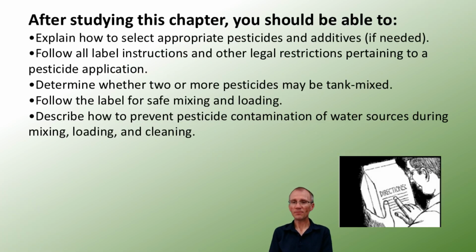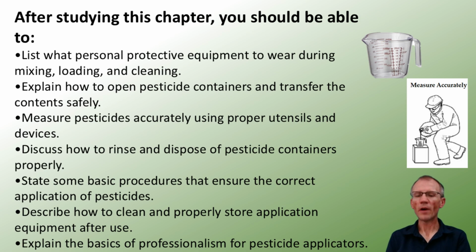After studying this chapter, you should be able to explain how to select appropriate pesticides and additives if needed, follow all label instructions and other legal restrictions pertaining to a pesticide application, determine whether 2 or more pesticides may be tank mixed, follow the label for safe mixing and loading, describe how to prevent pesticide contamination of water sources during mixing, loading, and cleaning.